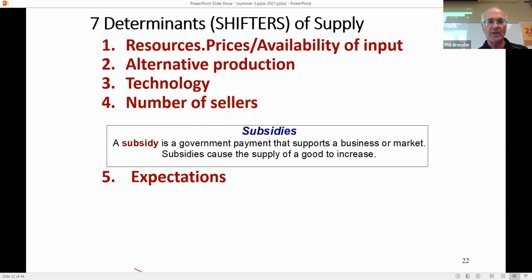I'll get to subsidies in a second. So rat nest, expectations. Now it's kind of opposite. If suppliers know prices are going to go up in the future, they're going to supply less now. Why? Because they're going to wait until prices go up in the future so they can make more money.